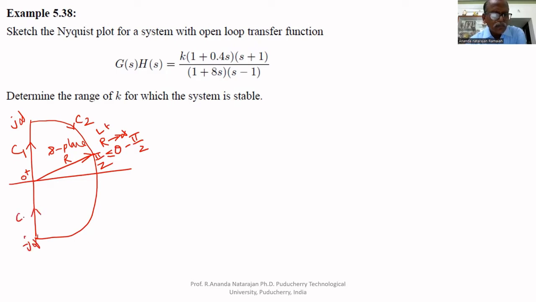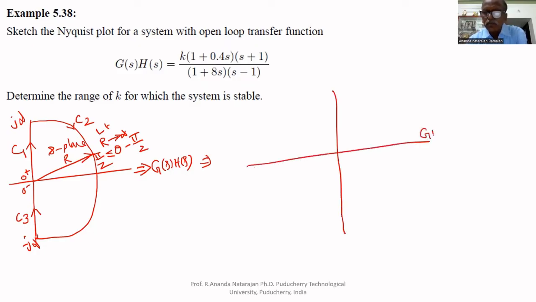That segment is called C2. The next segment is called C3. It goes up to 0 minus. So it consists of 3 segments, C1, C2, C3. We have to do mapping of these 3 segments on G(s)H(s), so that we will get a plot on the GH plane. This axis, the x-axis, is the real part of GH, and the y-axis is the imaginary part of GH.